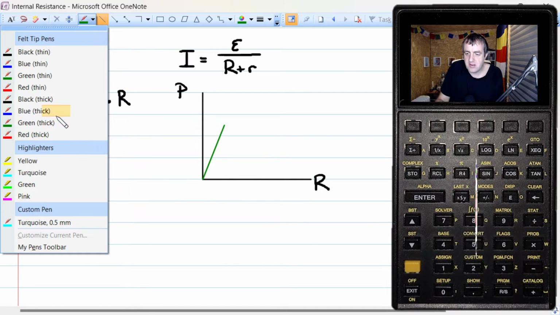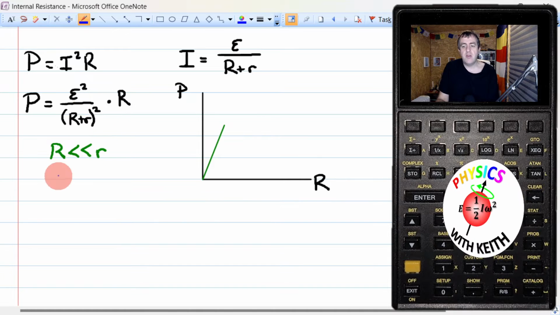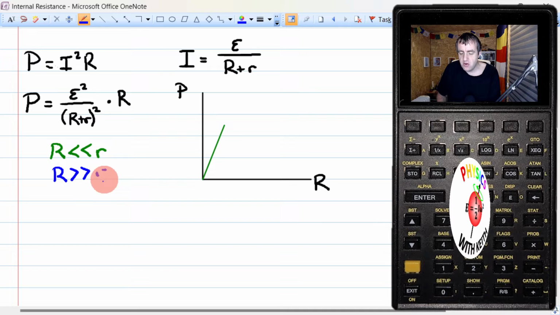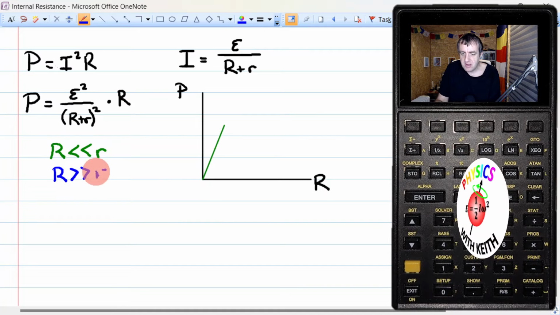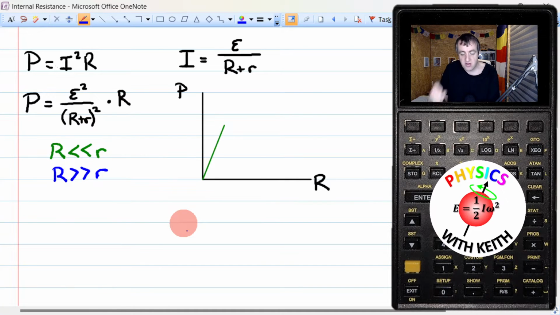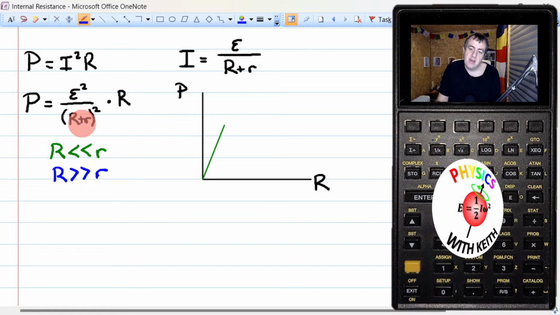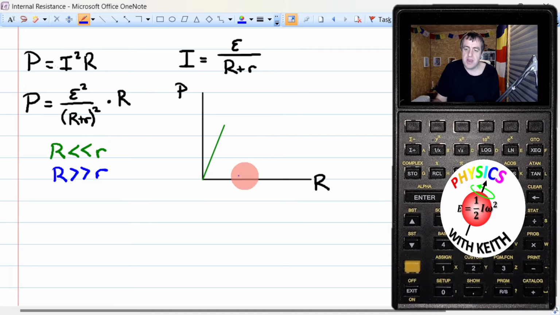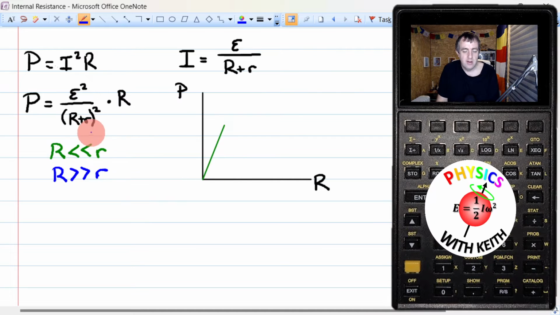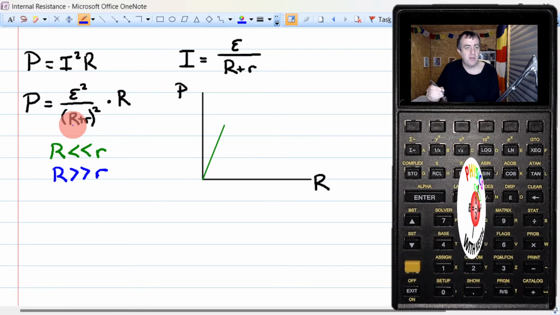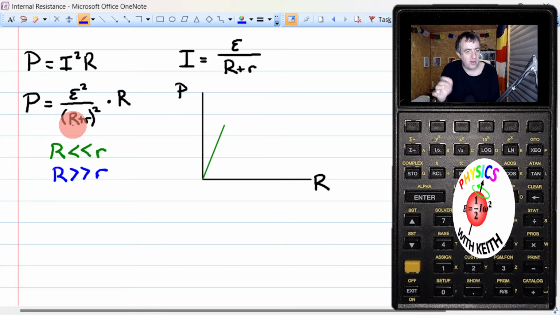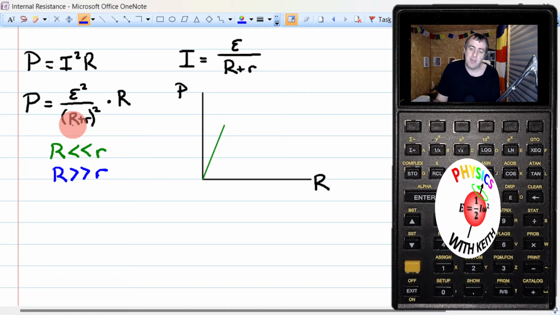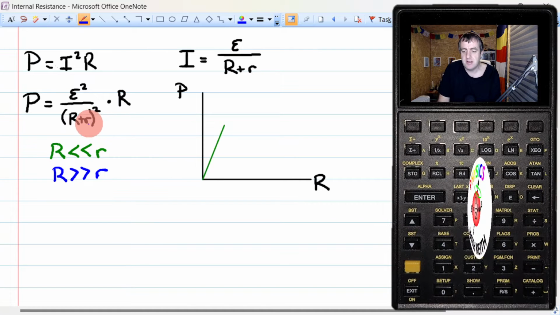Now let's look at the case where R is much bigger than r, or should I say the load resistor is much greater than the internal resistance. Well, in this case, this little r becomes negligible. You know, if big R is 100 and little r is 1, then I increase big R to 101, then 102. It's not going to make much difference. Big R to 200, 300, 400, 500. That little r being added to it doesn't have much impact.